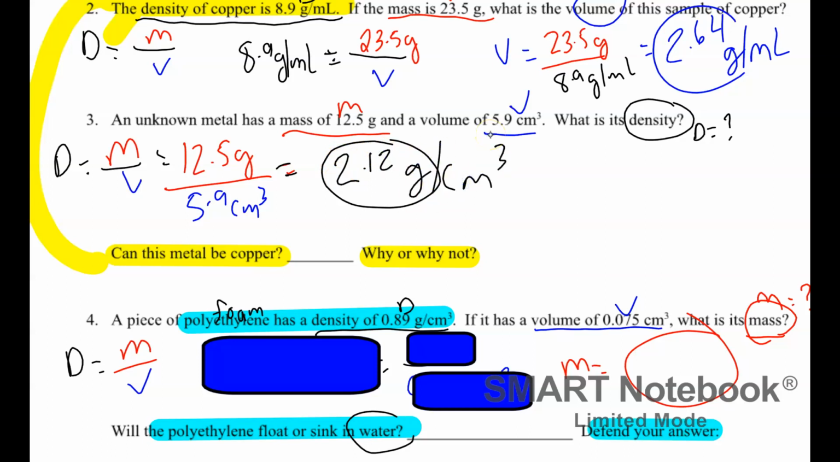Okay, now this question says, can this metal be copper? Why or why not? Well, this metal has a density of 2.12. Let's look back up here. Copper's density is 8.9. Pure substances all have the same density. So are those numbers the same? No. So why not? Well, 8.9 does not equal 2.12. This is a number much closer to aluminum or some very, very light metal.